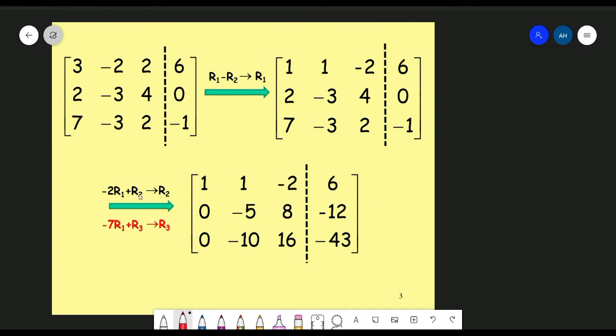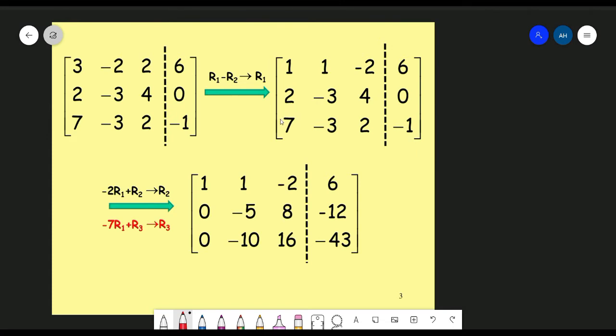This is the operation that we can do. That is negative 2 multiplied by row number 1, and then we add with row number 2. That will be our first operation, and we write the answer in row number 2.